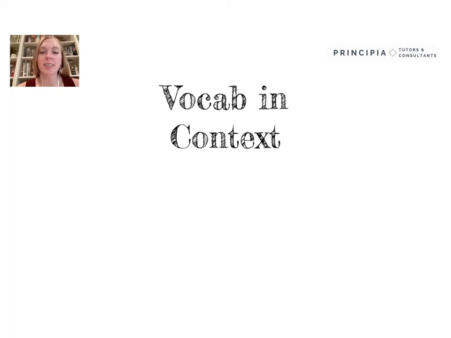When you take the SSAT, you're going to need to figure out the meanings of words in two different places. The first, and probably most obvious, is on the verbal section, but you're also going to need to figure out the meanings of words on vocab in context questions on the reading section. Today, we'll talk about what these questions are and how you can answer them more accurately.